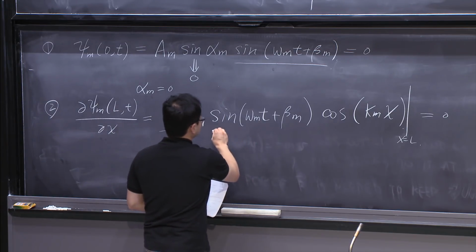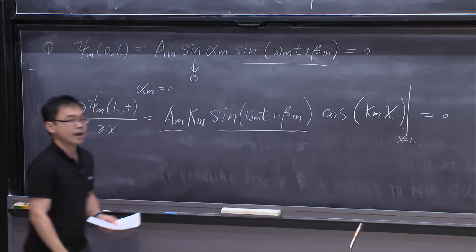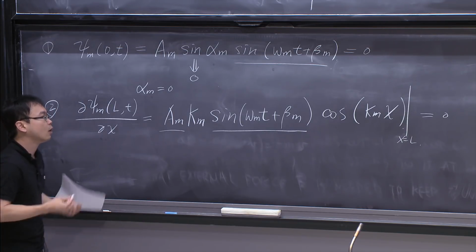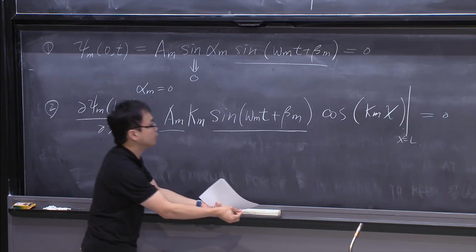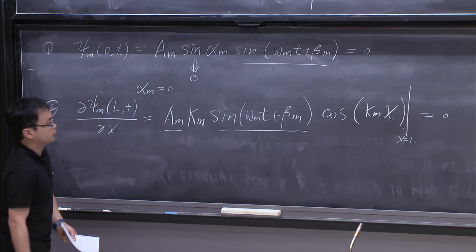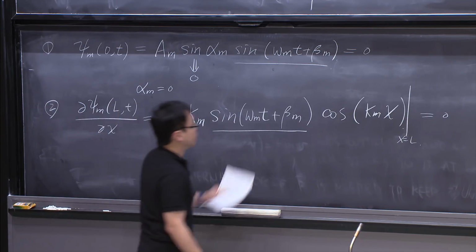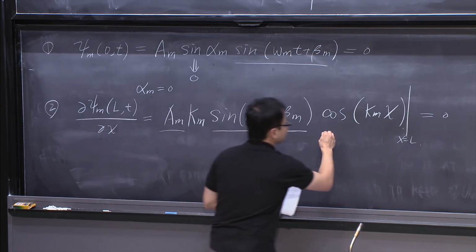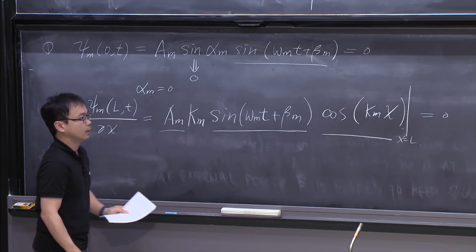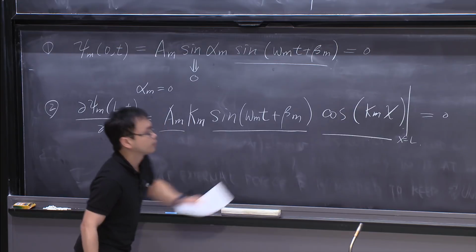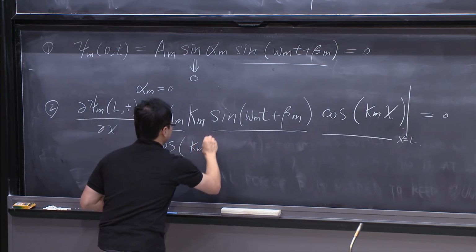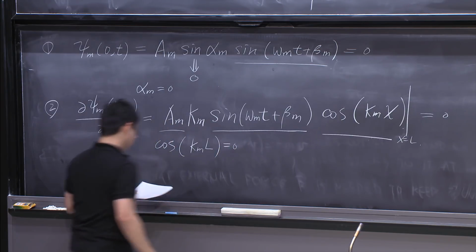Okay? And this is actually changing as a function of time, the same argument, because this boundary condition has to be satisfied at all time. Okay? From the beginning of the universe to the end of the universe, this condition has to be satisfied, right? Therefore, this cannot be equal to 0. And what is actually left over is cosine kn x evaluated at L equal to 0. So cosine kn L is equal to 0.